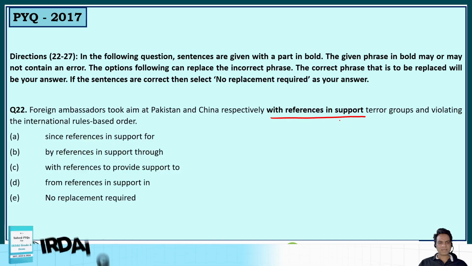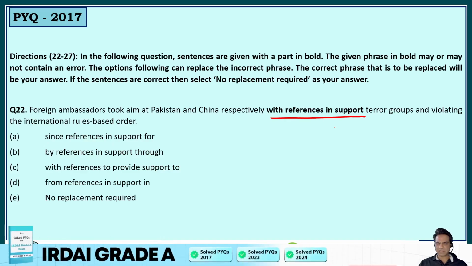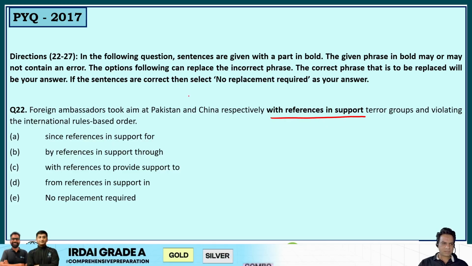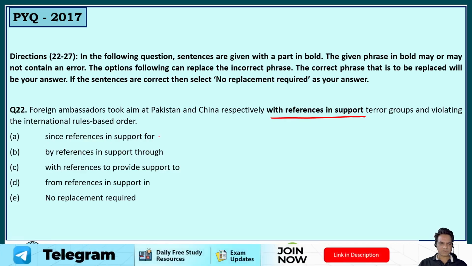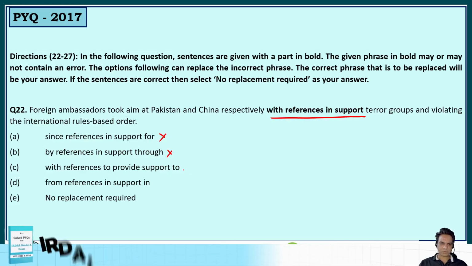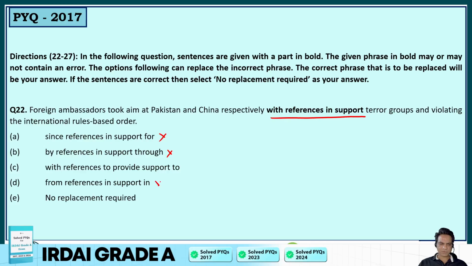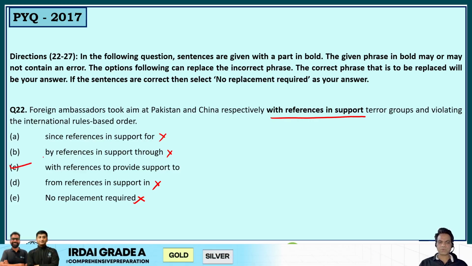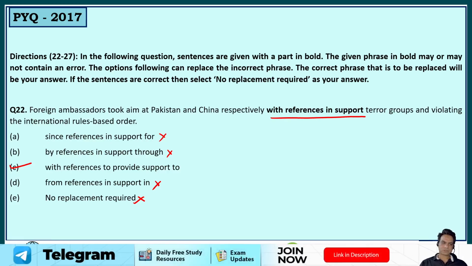Foreign ambassadors took aim at Pakistan and China respectively with references in support terror groups and violating the international rules based order. So, foreign ambassadors took aim at Pakistan and China respectively, with references in support, no; by references in support, no; with references to provide support to, yes; from references in support, no. And again, this is incorrect. So, option C, with reference to. Remember, guys, with reference to provide support to terror groups and violating the international rules based order. So, option C is correct.